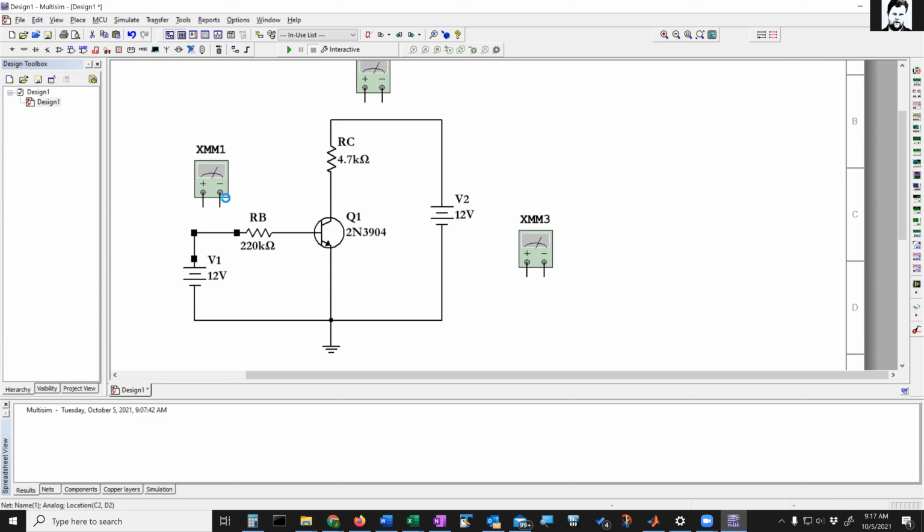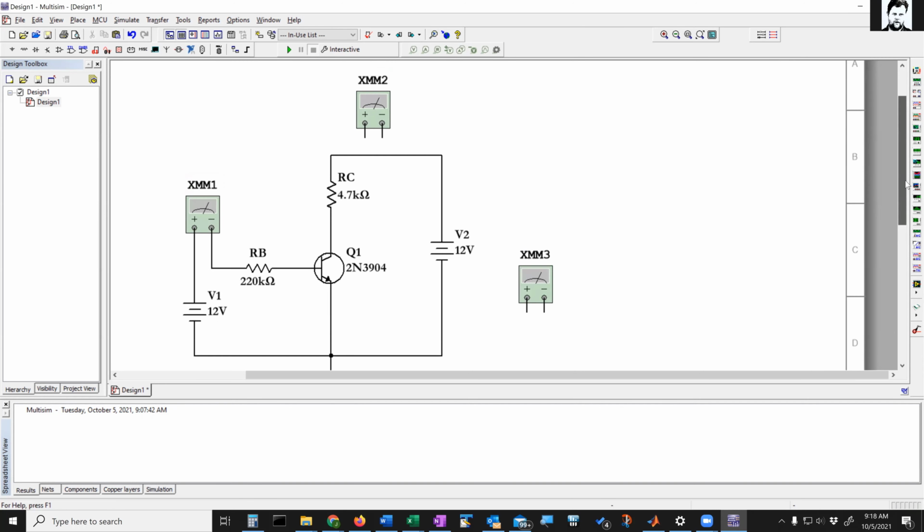So how about we just break it right here at the source? And instead of wiring this directly, I'm going to force the current to go through the meter first and then back out to get to the rest of the circuit. So this will represent my base current, IB. And then I'll do the same thing at the top here. So I'm going to force the current to go into my meter.